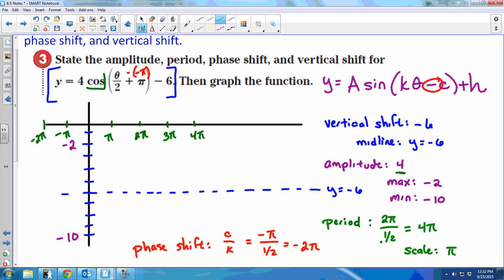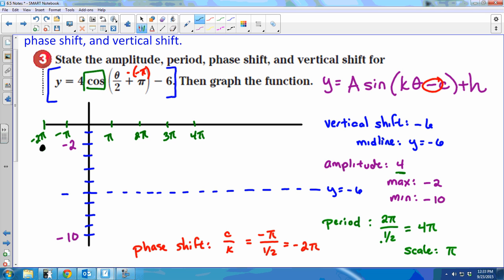This is a cosine function, right? Where does a cosine function start if we weren't shifting everything? It starts at the max, right? So it's still going to start at the max. But instead of putting the point at negative 2, which is our new max, on the y-axis, we're putting a point right here at negative 2 pi, negative 2.